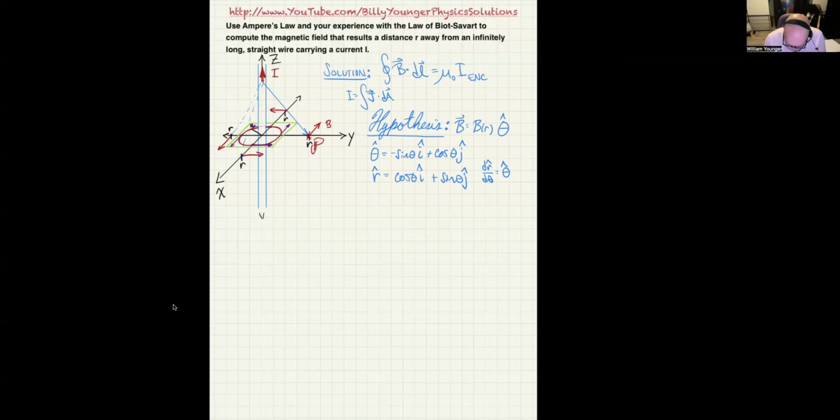Now that we have that, I'm going to treat that red curve that we drew right there as the contour along which we're going to integrate.